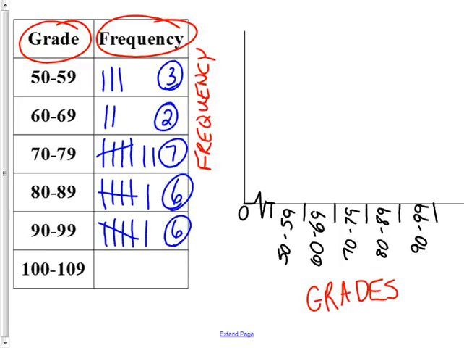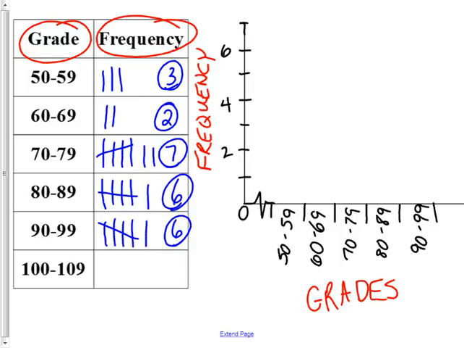The highest frequency I have is 7, so this axis is easy enough counted by ones. 1, 2, 3, 4, 5, 6, and 7. And notice I marked it every one. I only labeled every other one because to me that's easier to read, but you could label every one if you needed to. That would be okay. You could label every hash mark. And then I'm ready to just make my bars.